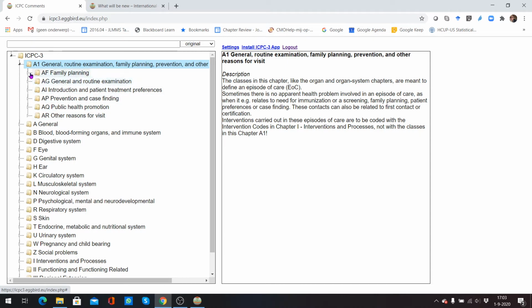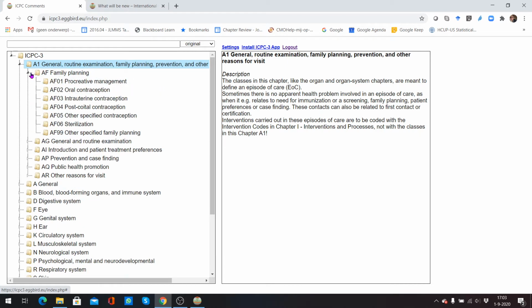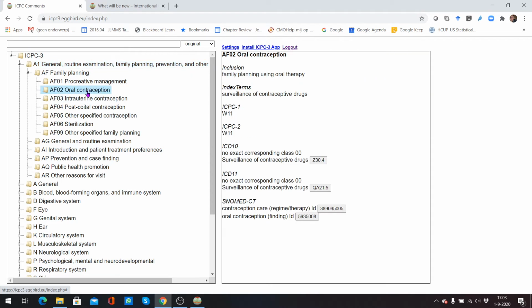In family planning, for example, are the different types of contraception. Also here, the code of the class consists of 4 digits. Again, when clicking on the code, you can see on the right-hand side of the screen more information about the selected class. We'll now close this chapter again.